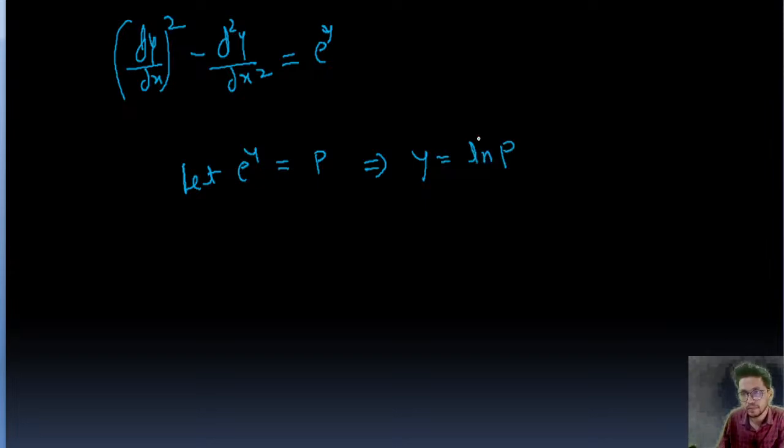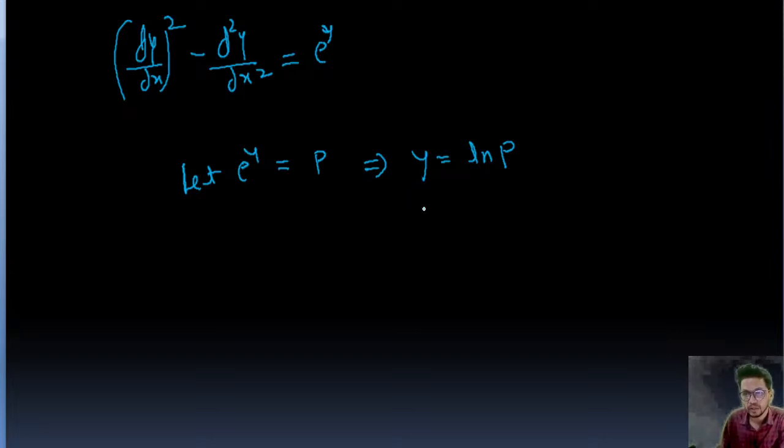So here we are going to do some substitution. So this is the equation. What we are going to do is let e to the power y equal to p, let's say. It means that y is going to be equal to ln p. That substitution we are going to do in this equation for solving it.